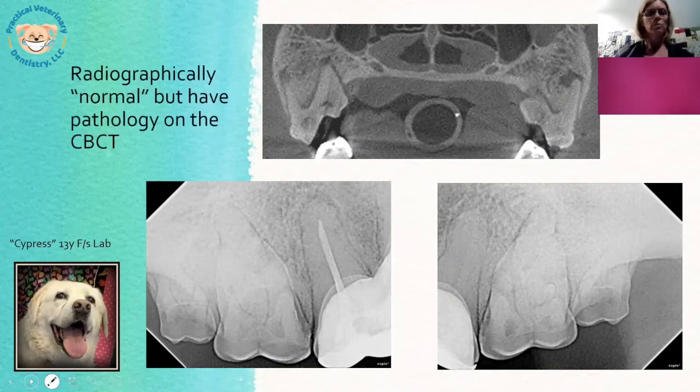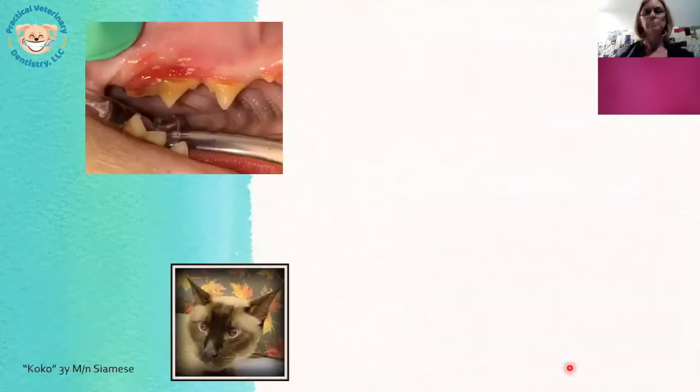So it appears to be radiographically normal, but has pathology on the cone beam CT. We have Coco here. He is a 3-year-old Siamese cat, and he has pretty severe gingivitis on this upper 4th premolar.